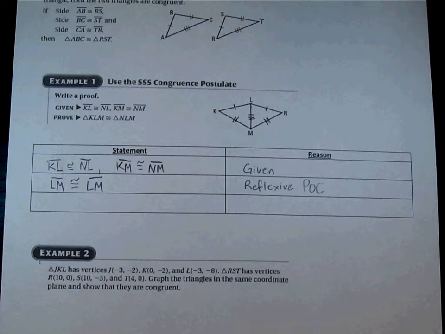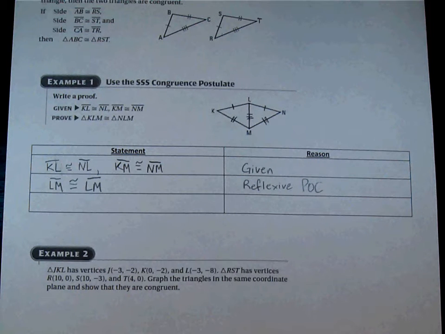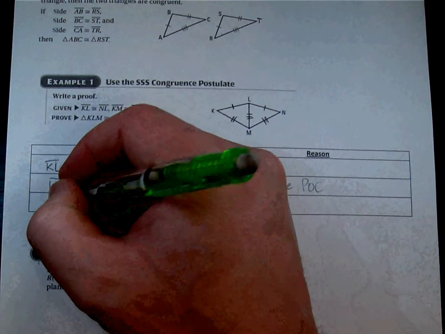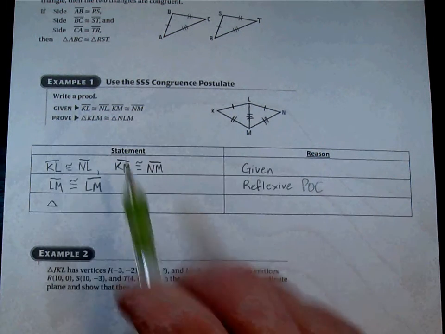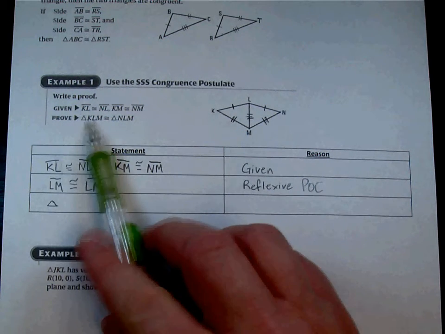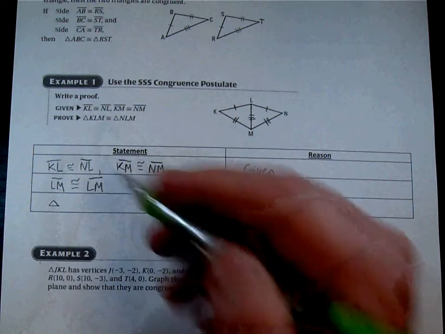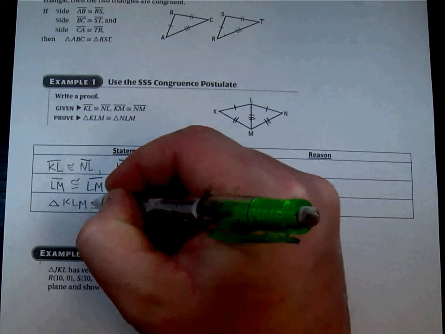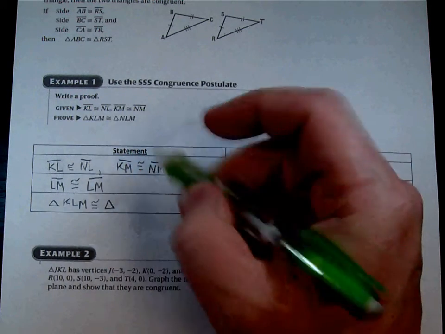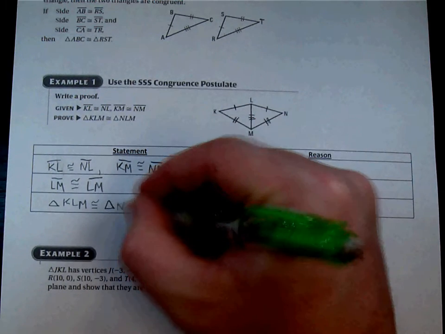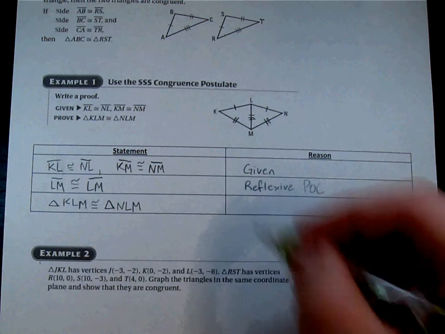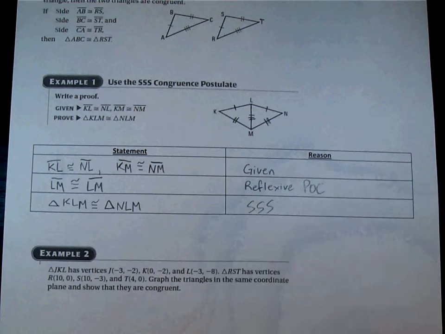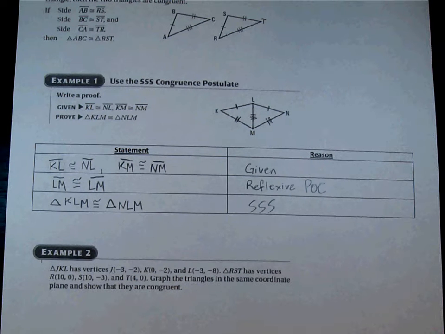At this point, I have 3 pairs of sides that are marked congruent, so I can use the side-side-side congruence postulate to state that the triangles are congruent. They already tell me what my proof statement should be. I'm trying to prove that triangle KLM is congruent to triangle NLM. And so you could simply write SSS, side, side, side. Since we had 3 pairs of sides congruent, we knew that the triangles had to be congruent.